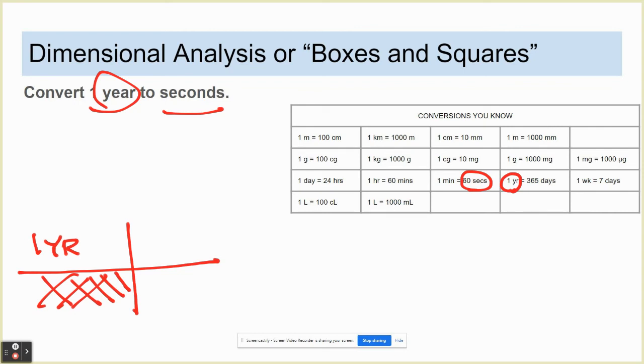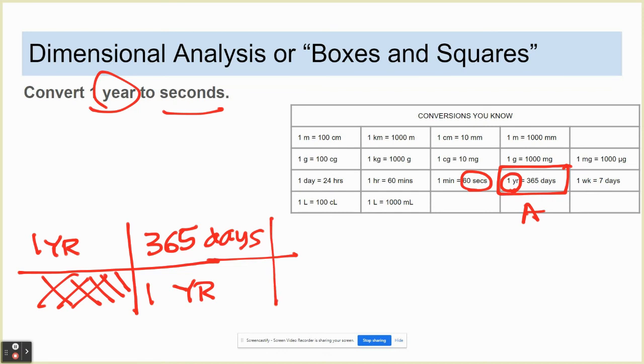So first of all, which conversion factor do we need first? Obviously the one that has the year. So this will be our first conversion factor, A. And again, boxes diagonally across must have the same unit. So year must be at the bottom, and this is 1. And then what goes on the top? 365 days. That's our conversion factor A. See it? Remember, boxes diagonally across, the unit cancels out.